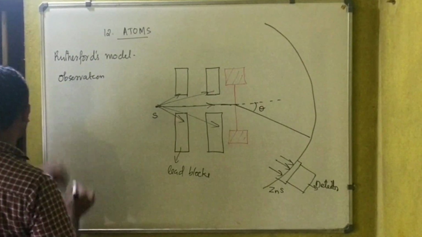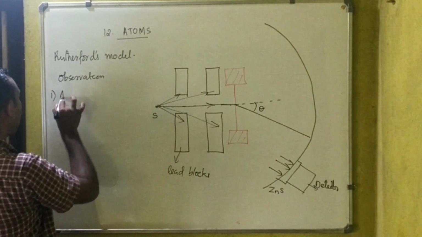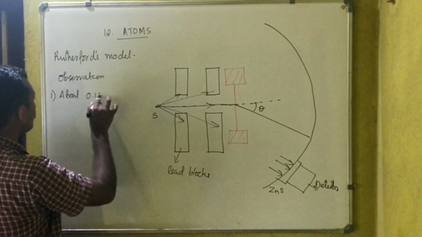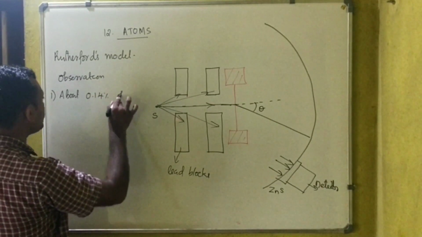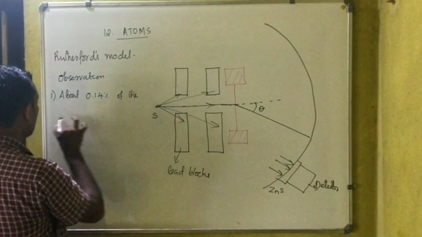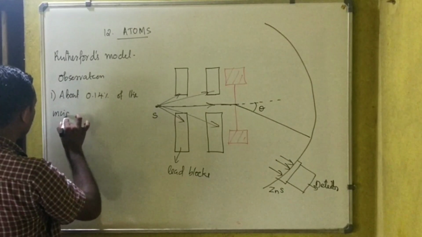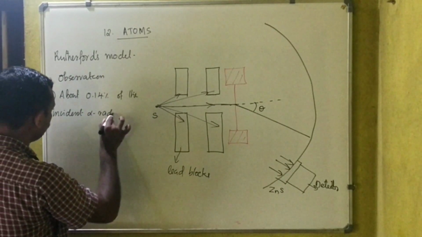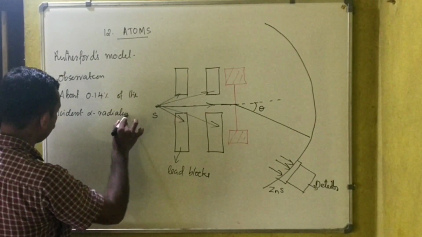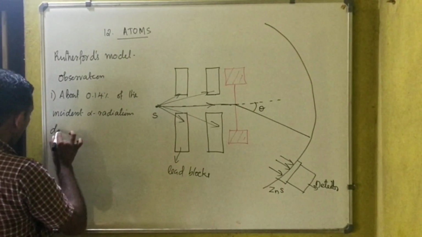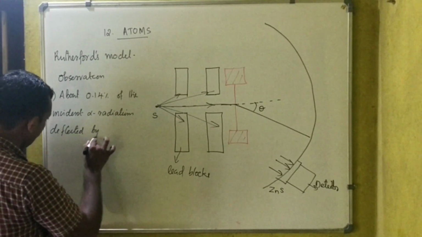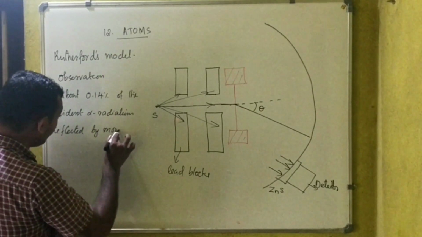So the first observation, let me tell you: 0.14% of the incident alpha radiations were deflected by more than 1 degree.